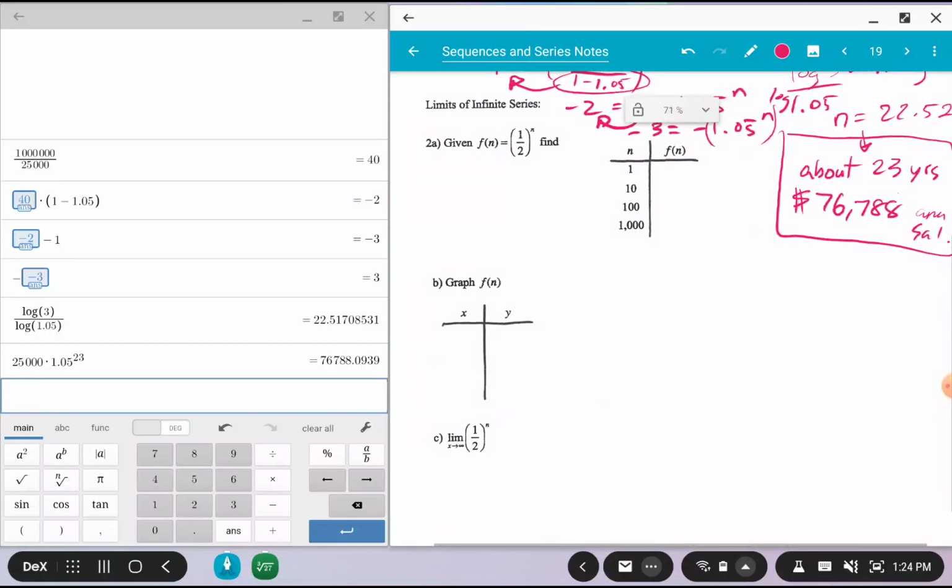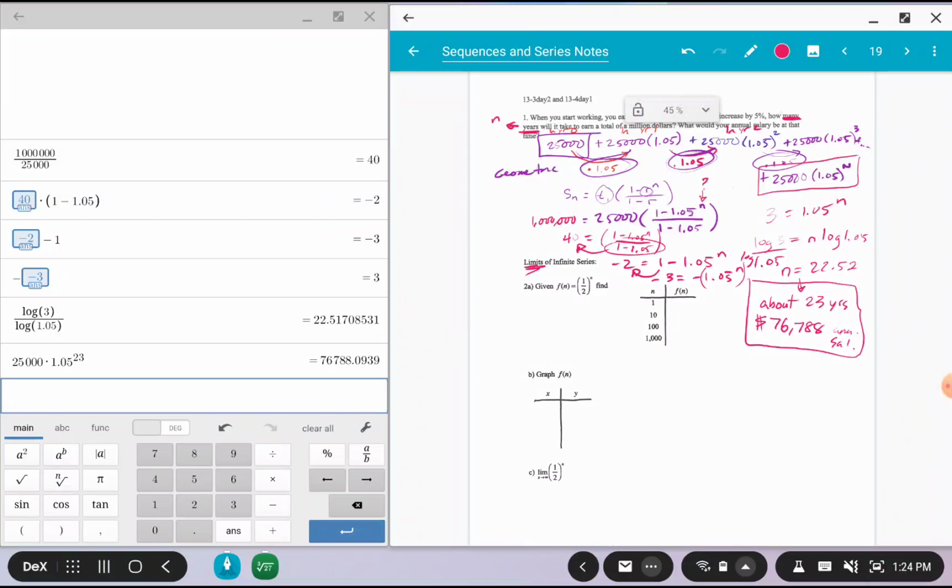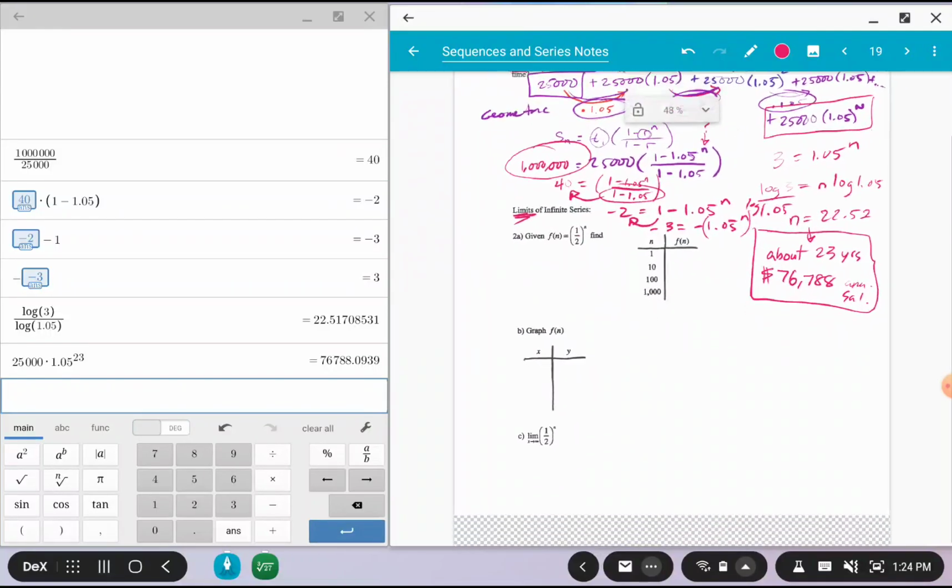All right, now let's take a look at limits. The idea of limits is basically saying as our value gets larger and larger, what are we essentially going to? That's kind of like what we were doing in the first problem. As we kept getting larger and larger salaries, what was the value ending up going to? Well, look, we ended up getting to $1 million.